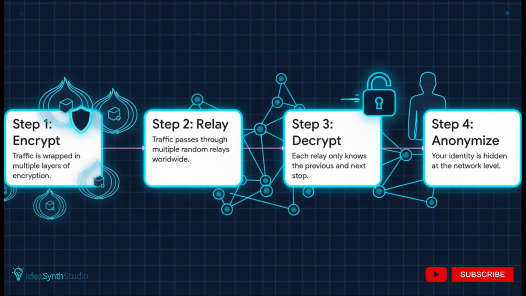So how does it pull this off? That onion name is a huge clue. Your data gets wrapped up in multiple layers of encryption, just like an onion. Then, it's sent on a random journey through at least 3 of those volunteer relays. Now here's the genius part. Each relay only peels off one layer of encryption, just enough to see where to send the data next. This means no single point in that chain knows both where the data came from and where it's going. Your identity literally gets lost in the network.